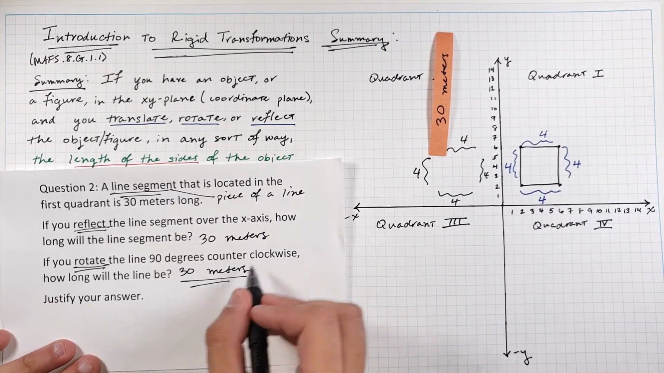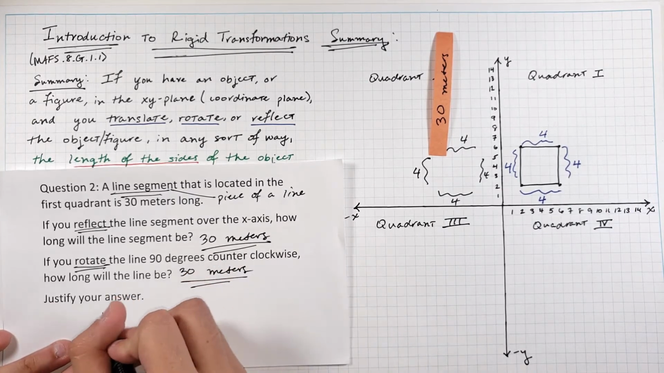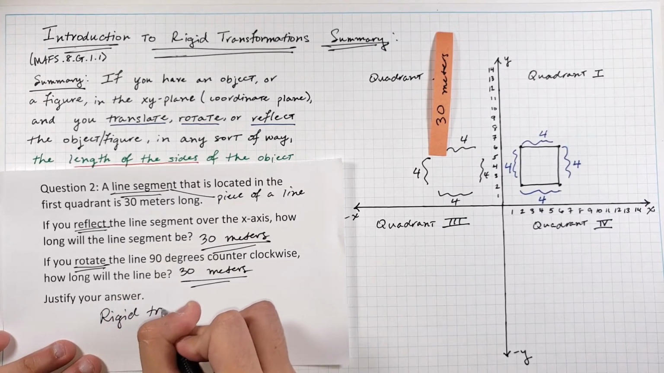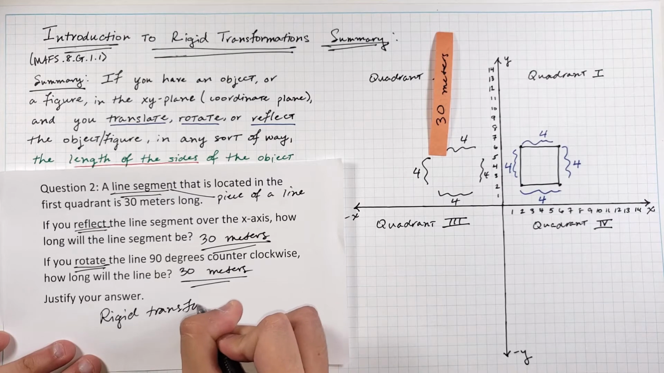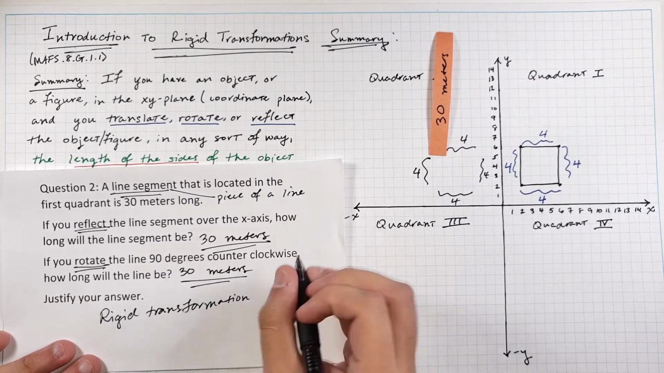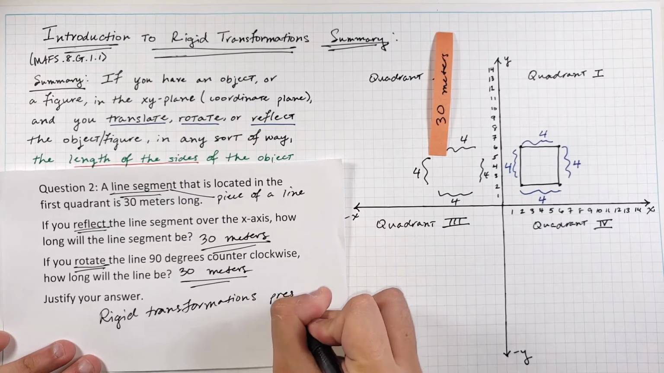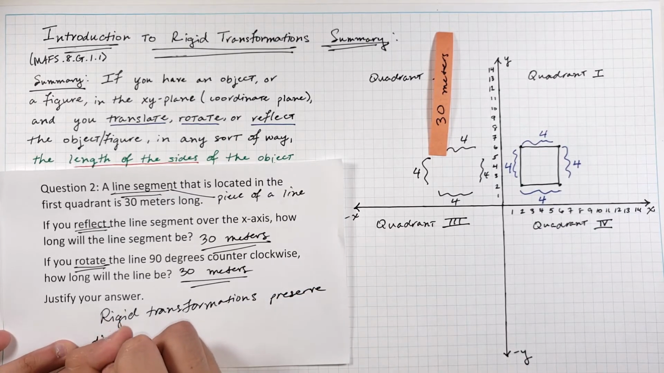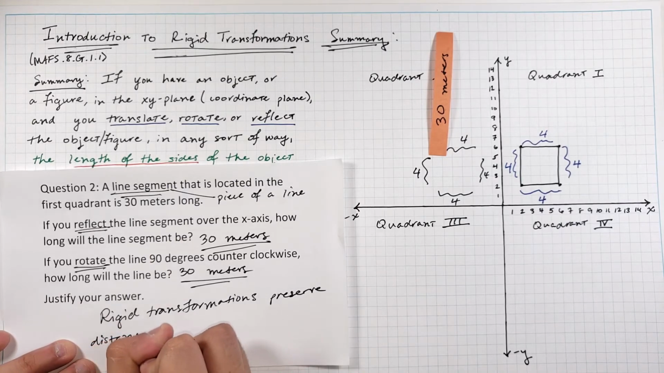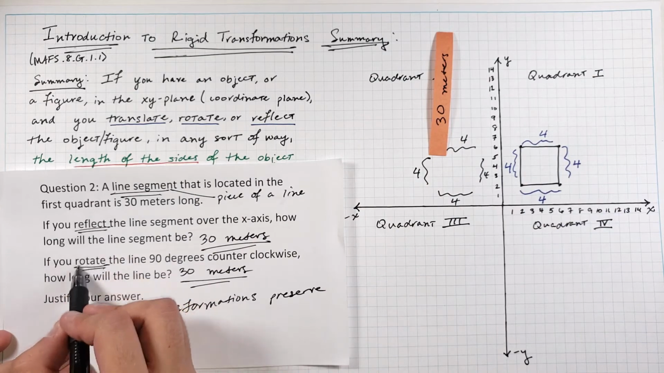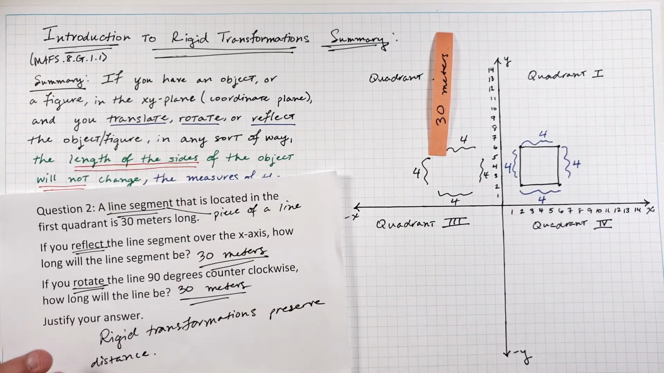If you want to justify your answers for this, we can just say rigid transformations preserve distance. Maybe on this one we'll say they preserve distance, because the distance between none of these objects is changing. It's all staying the same because we're reflecting and rotating. And in the other case, we were translating.